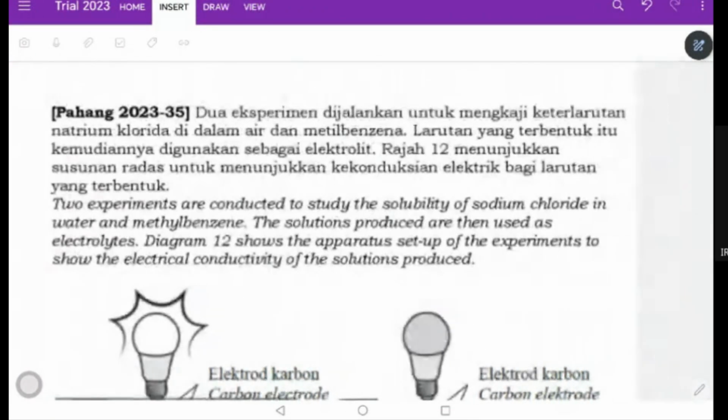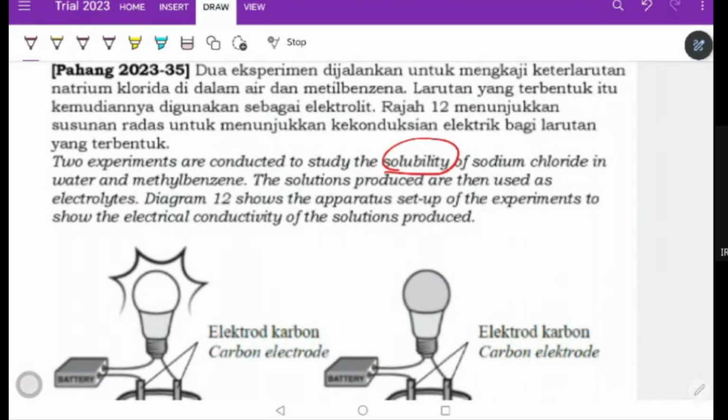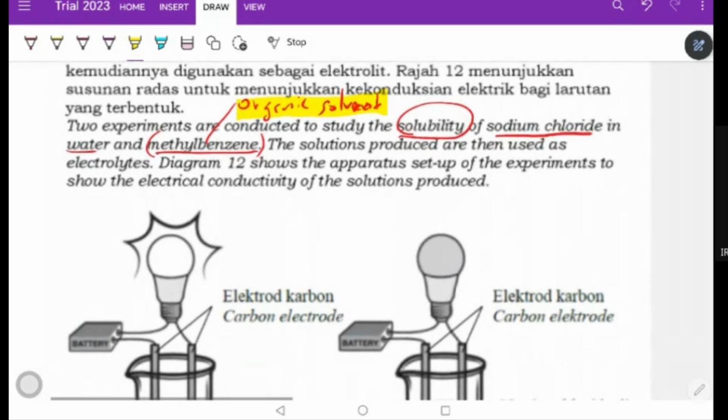Next. Okay, do experiments: solubility of sodium chloride in water and methylbenzene. So class, what is methylbenzene? It is an organic solvent, remember? If you forgot what an organic solvent is, quickly go back to chapter 5 and go through what an organic solvent is.